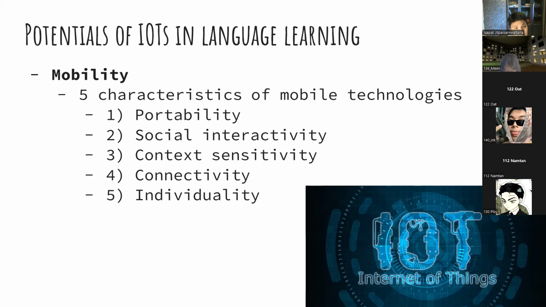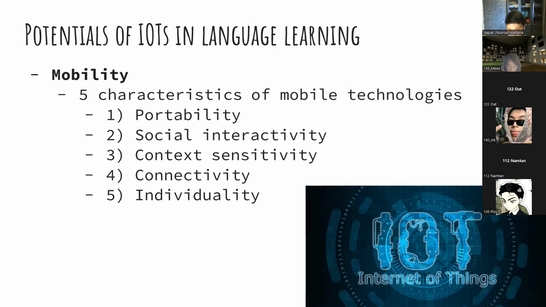The second one is social interactivity. So with mobile phones, you have more opportunities to interact with other people in different ways, right? Using text message, using voice. Now with Line and WhatsApp, you can send your voice, and then other people can send their voice back, and so on. So it allows you to interact more with other people.